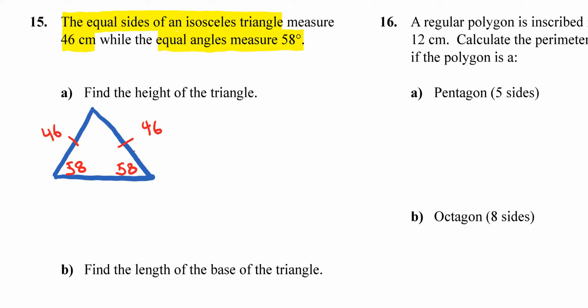All right, so we know angles in a triangle add up to 180. So if you want to go ahead and find that top angle, you can do that. And that's going to be about 63 to 64 degrees right there. All right, so for part one, I want to find the height of the triangle.